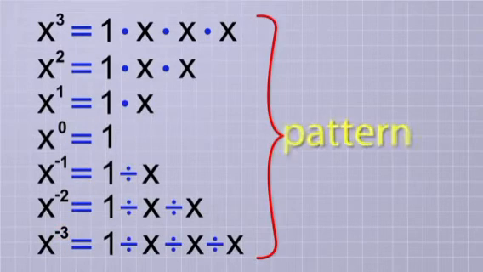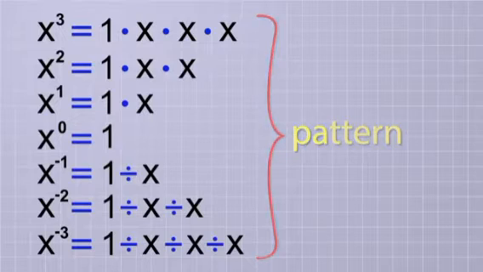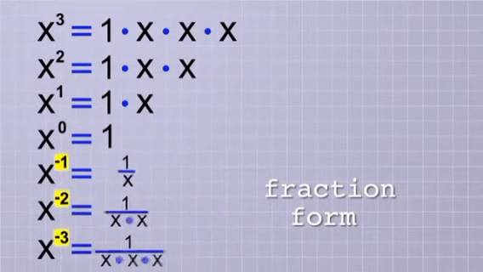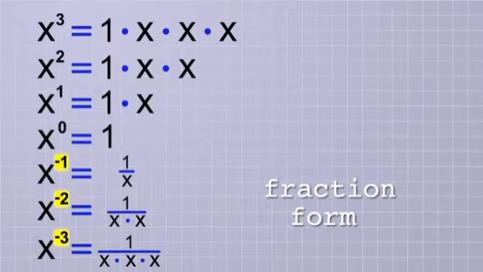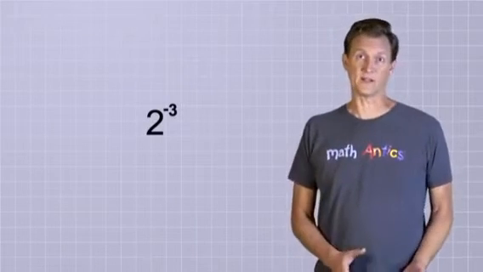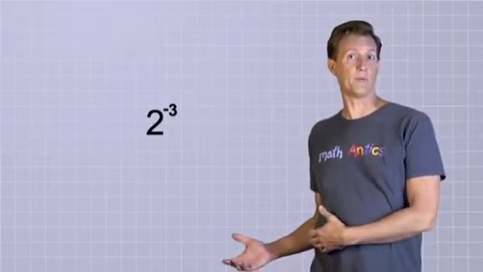Seeing it like this makes the pattern clear, but mathematicians prefer to express negative exponents in fraction form, where 1 is divided by the same number of x's multiplied together. But since those multiplied x's are all on the bottom of the fraction, you're actually dividing by all of them. Here's an example that will help you see that that's true. 2 to the -3rd power.